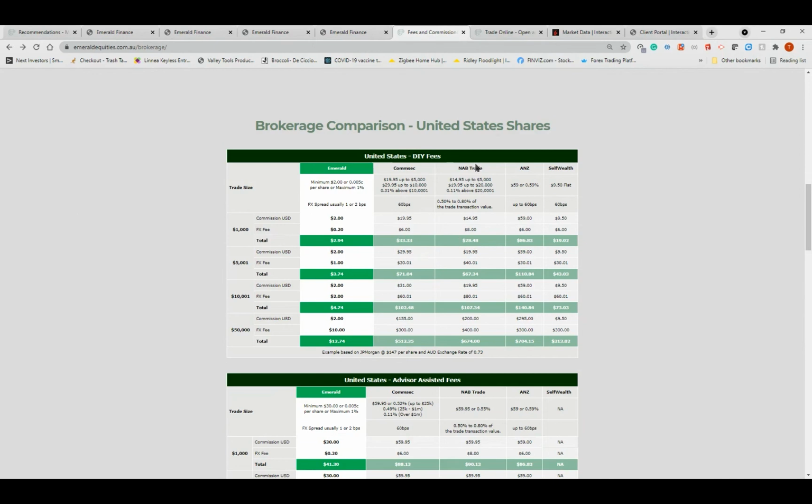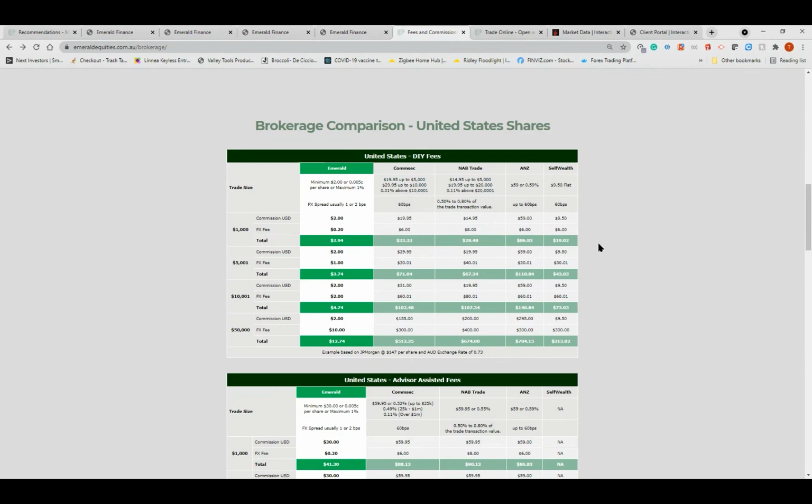There's a huge difference here. Going across to the NAB trade, same sort of thing, but $14.95 getting in. They charge anywhere between 0.5 to 0.8 percent, so 50 to 80 bips, of the trade value. So $24.48. ANZ's even more.